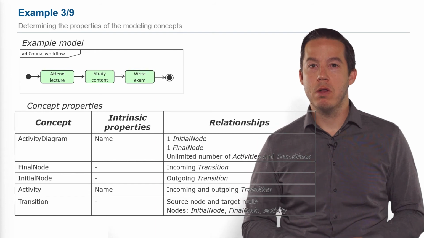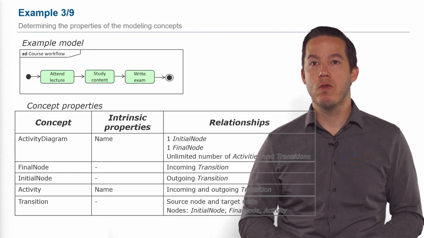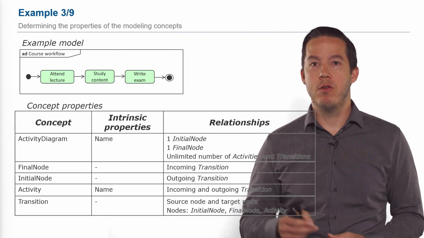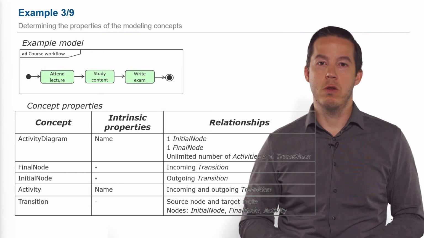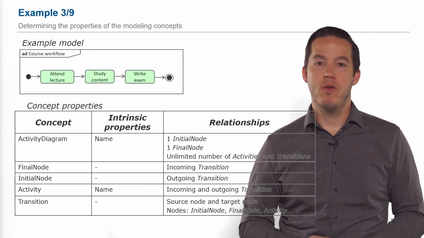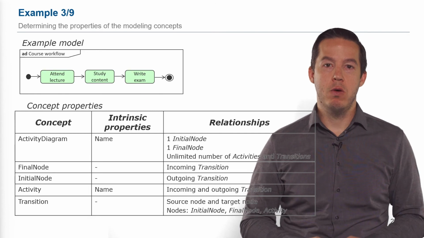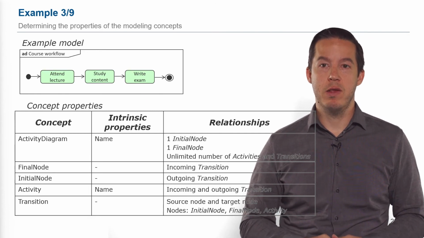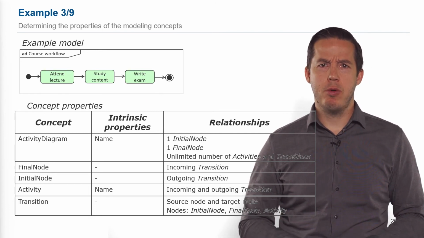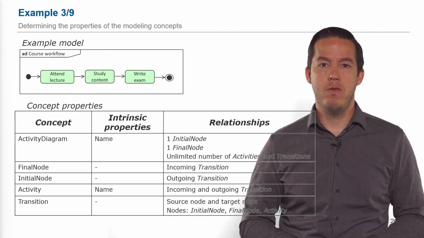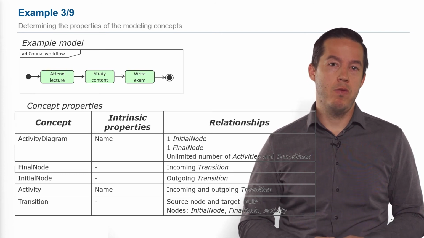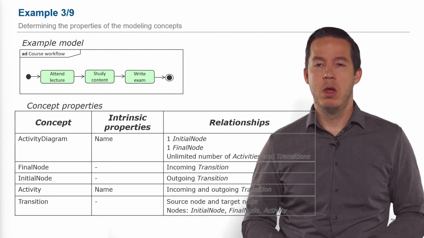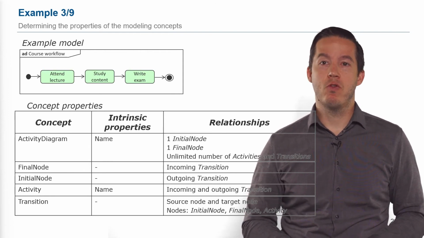So what would be the concepts and the properties that we would use if we translate this into a kind of object-oriented notion? So we would have the concepts of an activity diagram, final node, initial node, activity, and transition. They have some intrinsic properties. We already mentioned that the activity diagram and the activity have a property of a name to indicate some semantics. And they also have some relationships to other elements.